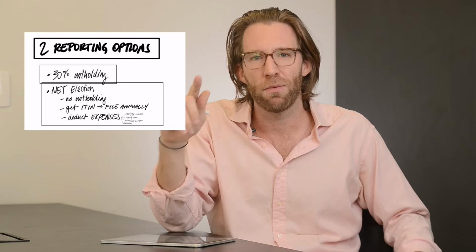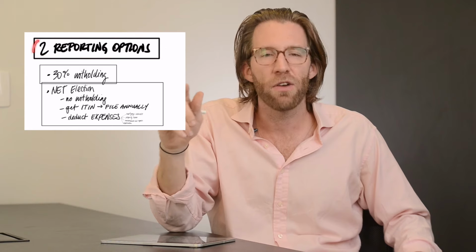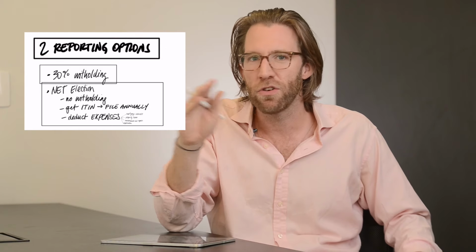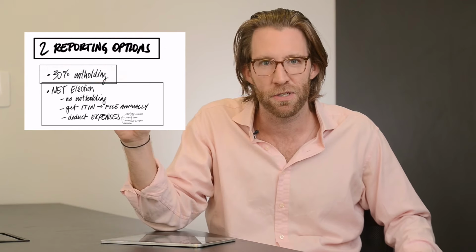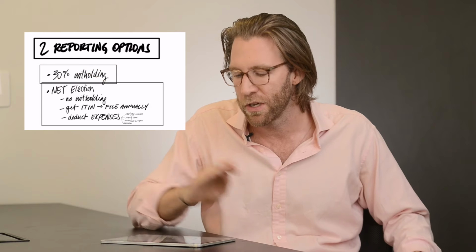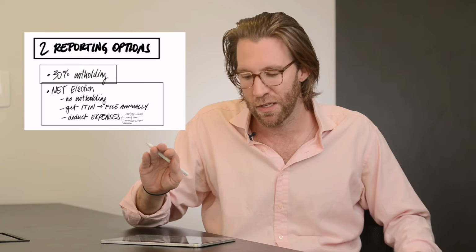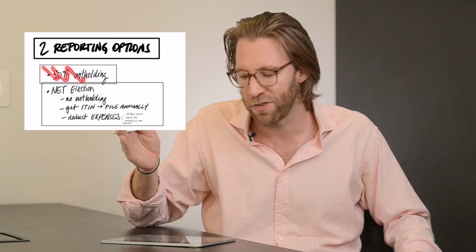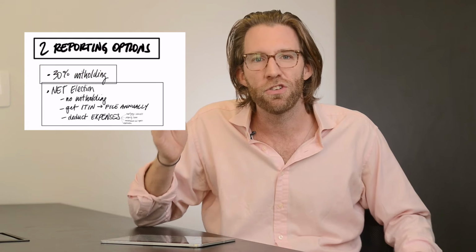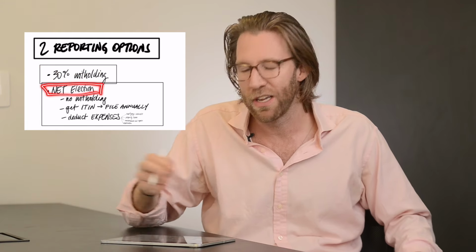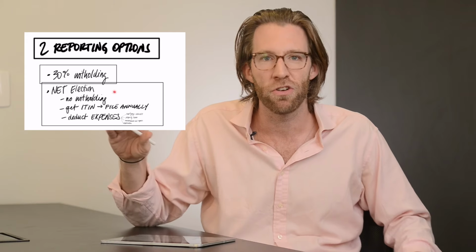First, when you are a real estate investor and you're earning rental income, you have two options as a foreigner for how you want to report those taxes. One, you could just opt for an automatic 30% withholding. That's a 30% withholding straight on top of the rental income. However, that's not very tax efficient. The better way is to do what's known as a net election. A net election basically entitles you to no withholding.